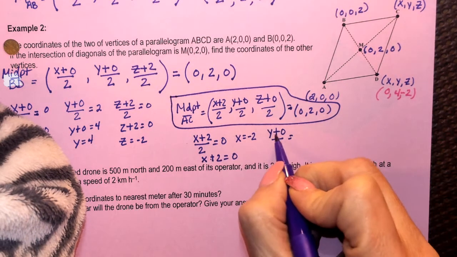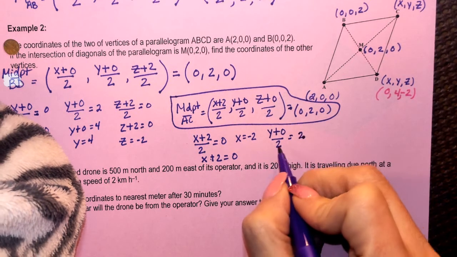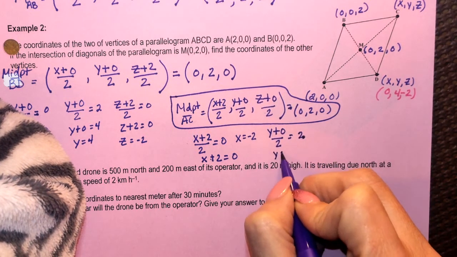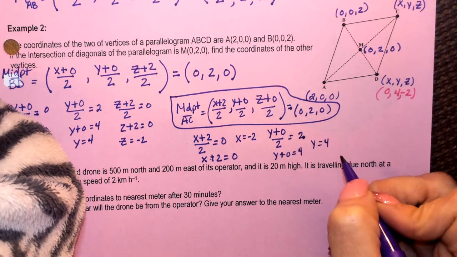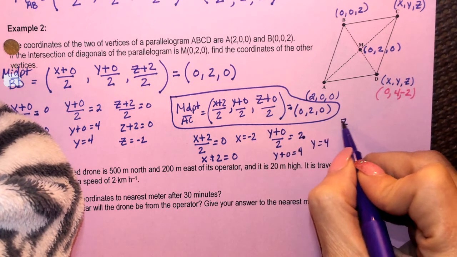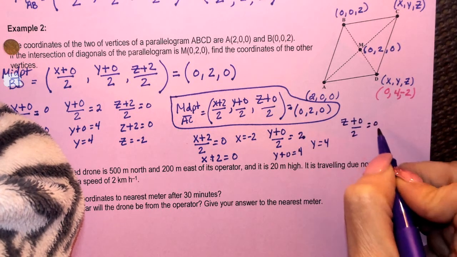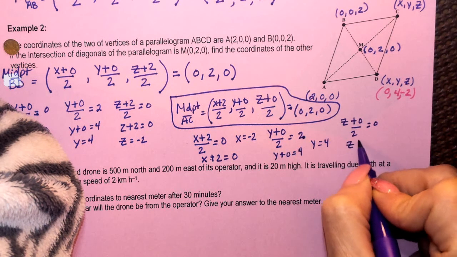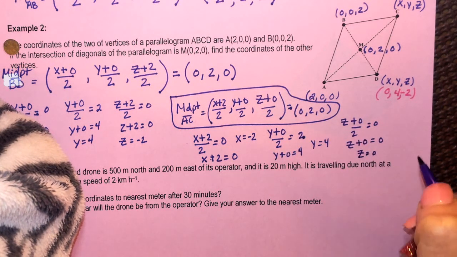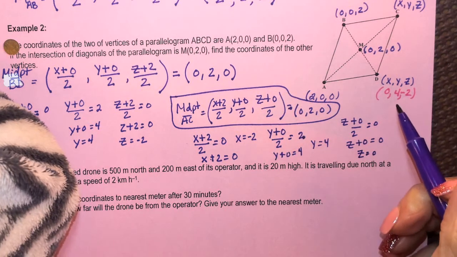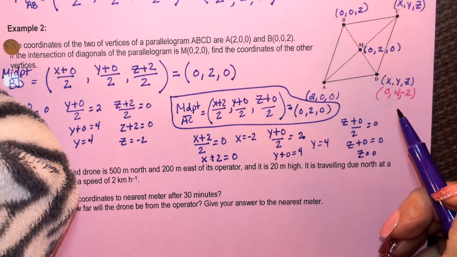Okay. Y plus 0 over 2 equals 2. Cross multiply, so y plus 0 equals 4, and y equals 4. Z plus 0 over 2 equals 0. Cross multiply, z plus 0 equals 0, and z equals 0. So 0, 4, 0.